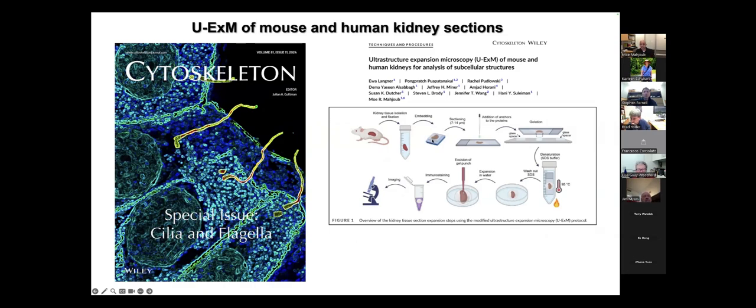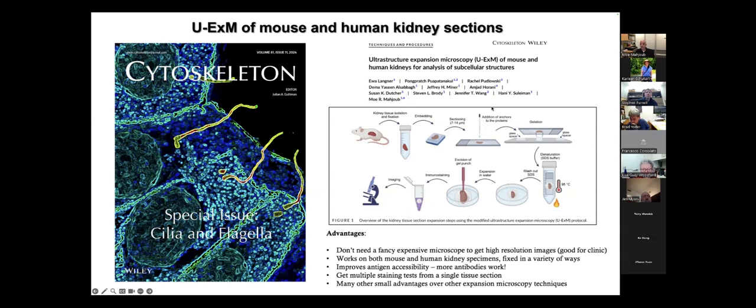Basically, if you can get a block of tissue, we can tell you how to go through the gelation steps, the denaturation steps, the expansion, punching, and staining. And there are many advantages to this protocol compared to traditional imaging. First, you don't need any fancy microscopes, especially if you're in a clinical setting and you have regular, low magnification objective lenses. You don't need any fancy microscopes to get really nice imaging. It works on both mouse and human kidney specimens, fixed in all kinds of different ways. So we tested different varieties to make sure that, depending on how you get them from the clinic, they could be useful.